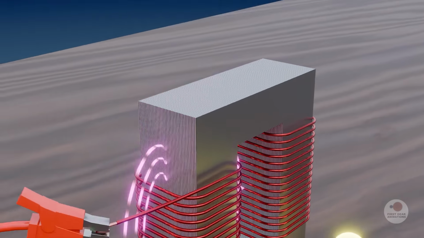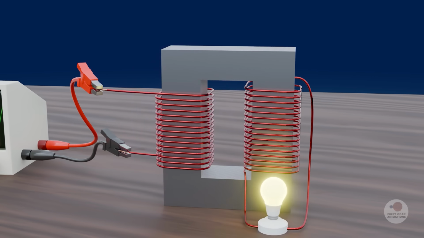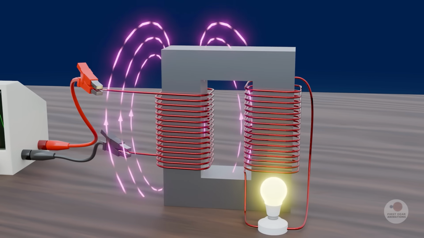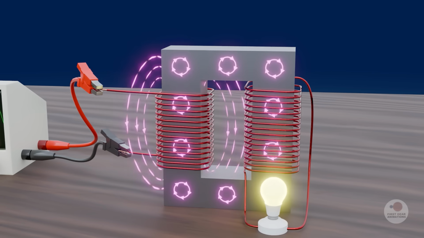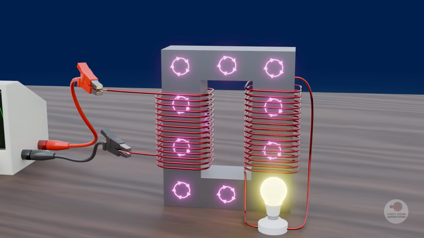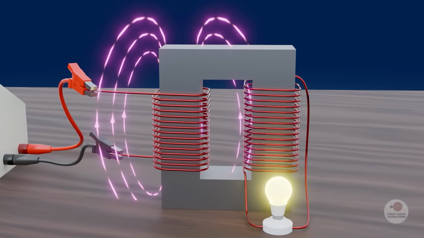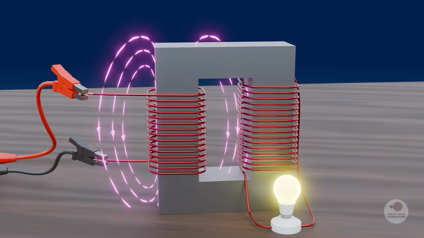This clever design is engineered to disrupt internal loops of electricity that try to circulate within the core, known as eddy currents. By breaking these currents up, we prevent the core from overheating and wasting energy as heat, ensuring a near-perfect transfer of power. The coil connected to the source is known as the primary winding, while the coil connected to the load is known as the secondary winding.